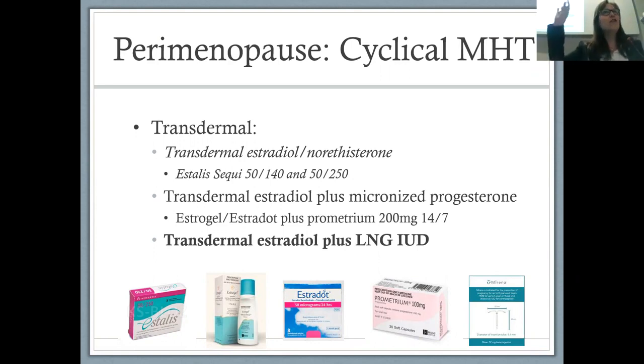So that's the estrogen component. And then you have to give them some progesterone, either oral Prometrium, 2 tablets for 14 days of the month, or my second favorite thing, the Mirena IUD. And that one is contraceptive, whereas none of the others are.